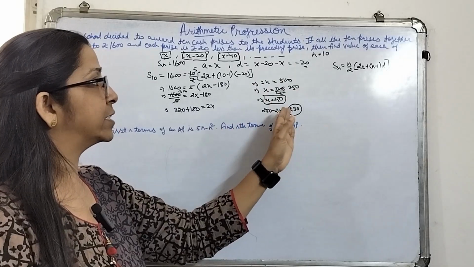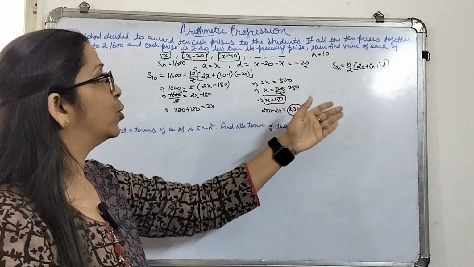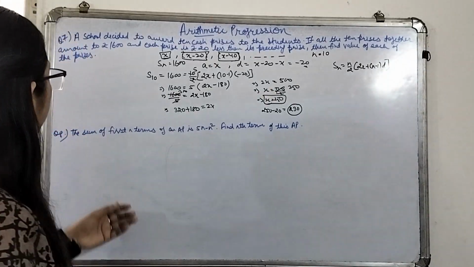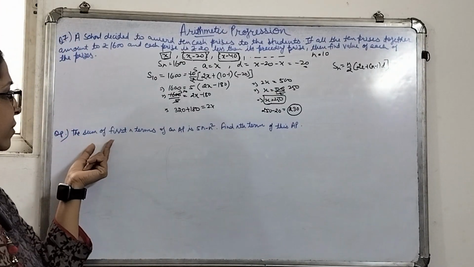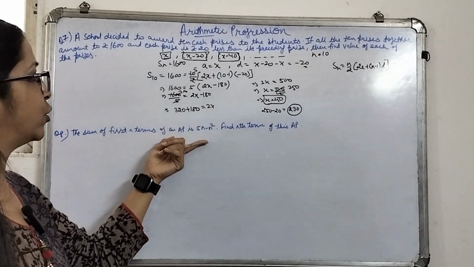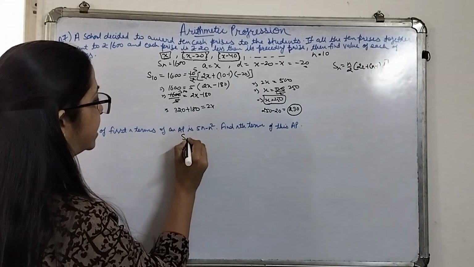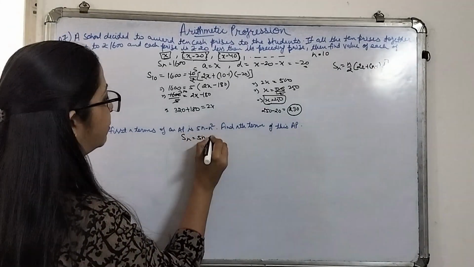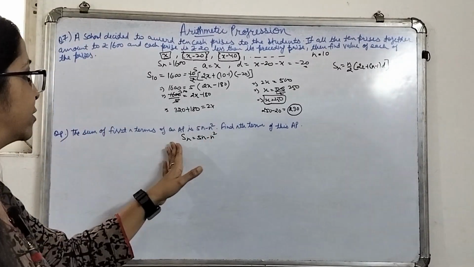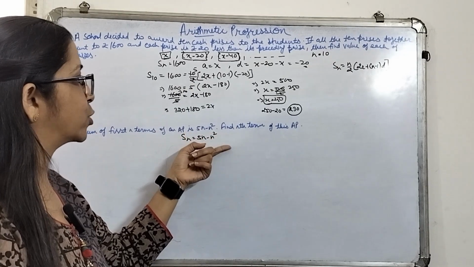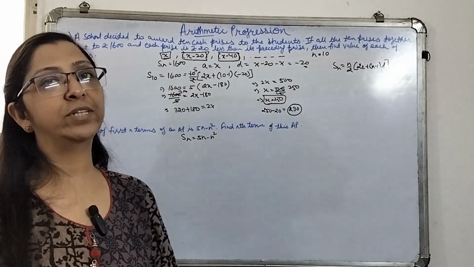Then for the fourth prize, it will be your 190. So on, we can find the values of all the prizes. Now see the next question. The sum of first n terms of an AP is 5n minus n square. That means Sn is given to you as 5n minus n square. Sn is the sum of first n terms of the AP. Find the nth term of this AP.